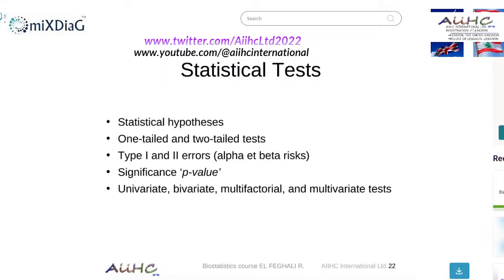Statistical tests. What are the tests to use? What are one-tailed, two-tailed tests? What are the types of tests? Type 1, what are the types of errors too? What is the p-value significance? What are univariate, bivariate, multifactorial, and multivariate tests?